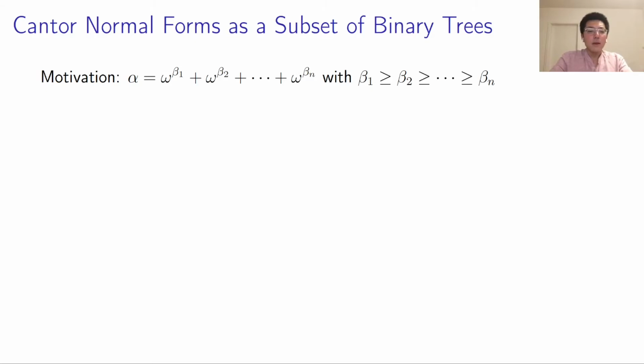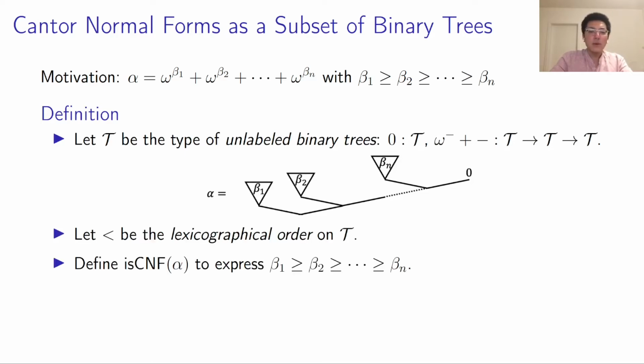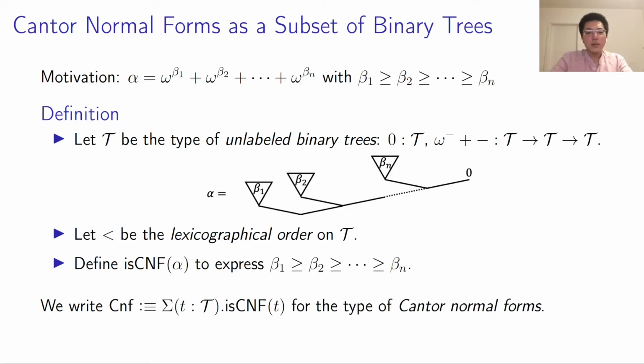It is well known that each ordinal can be uniquely written as a finite sum of omega-based exponentiations, such that the exponents beta 1 to beta n are decreasing. This is the so-called Cantor normal form, and our last notion of ordinal is based on it. We work with the unlabeled binary trees. For example, alpha can be represented by such a tree. We work with the lexicographical order on the trees. Then we can define a predicate of Cantor normal form to express that beta 1 to beta n are decreasing. Then we get a subset of trees in Cantor normal form.